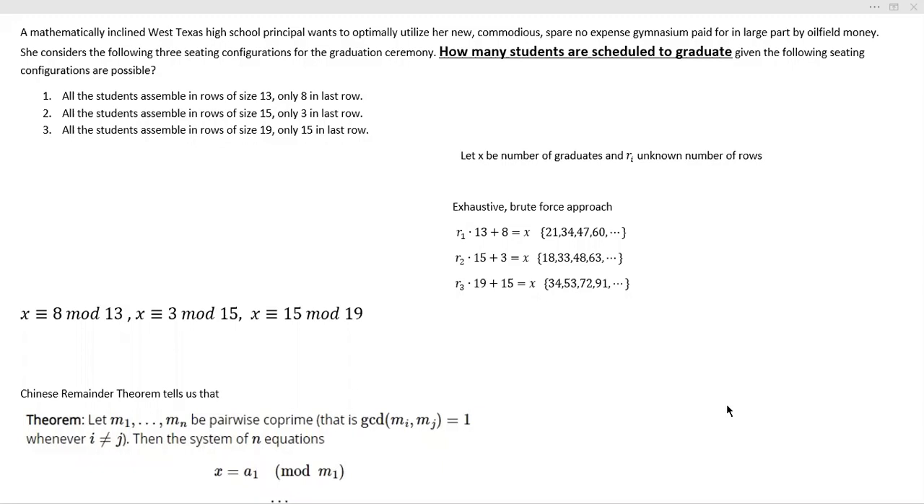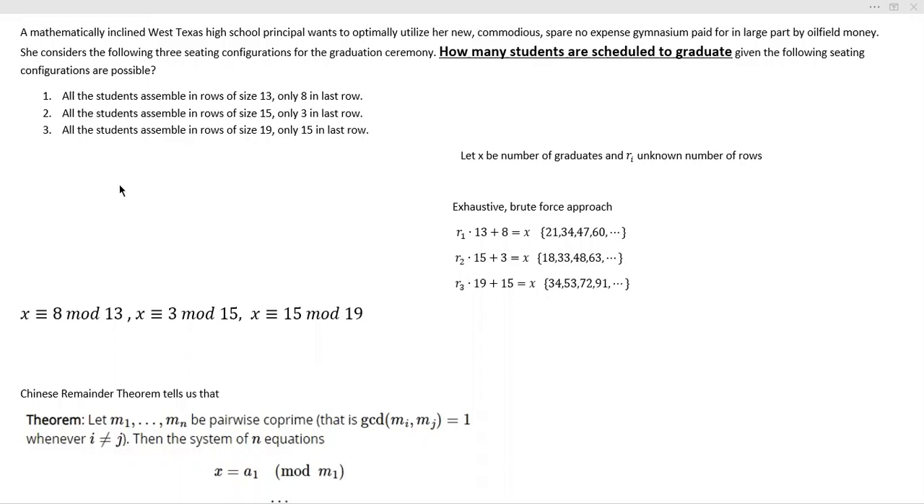A mathematically inclined West Texas high school principal wants to optimally utilize her new commodious, spare no expense gymnasium paid for in large part by oilfield money. So she's toying with these three different seating configurations. She knows how many people are scheduled to graduate. The question here, and there's more than one question you could ask, is how many students are scheduled to graduate given the possibility of all three of these seating configurations.